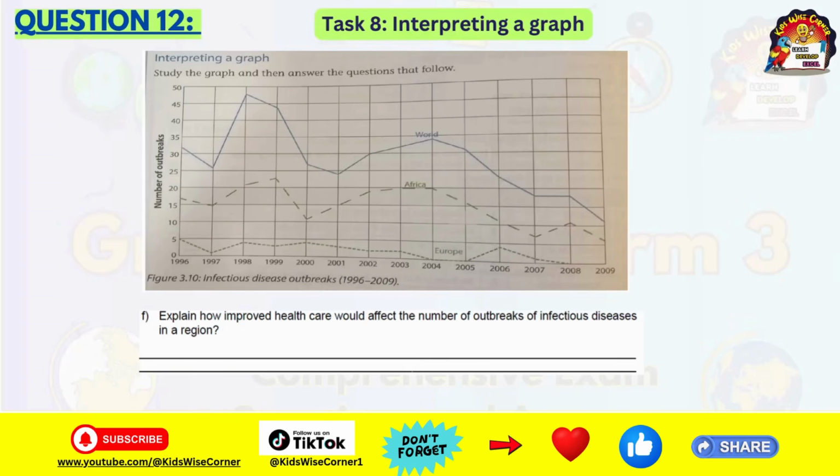Explain how improved healthcare would affect the number of outbreaks of infectious diseases in a region. So improved healthcare means outbreaks are treated faster, resulting in fewer deaths.